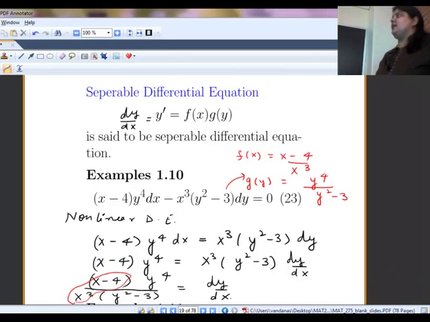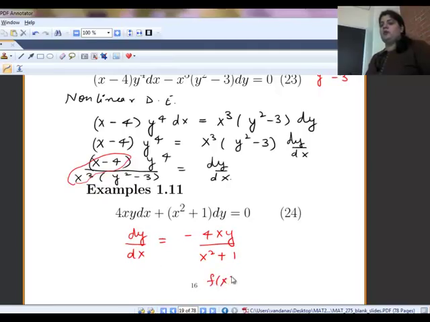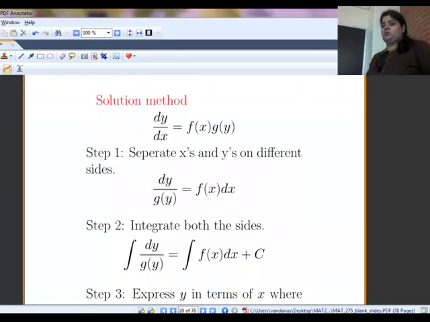Okay, now let's understand how to solve these. In the same way you can isolate y prime here. I'll do it quickly. dy over dx, if I divide, is equal to minus 4xy divided by x square plus 1. So here your f of x will be negative 4x over x square plus 1, and g of y will be y. So let's understand now how to solve these differential equations.